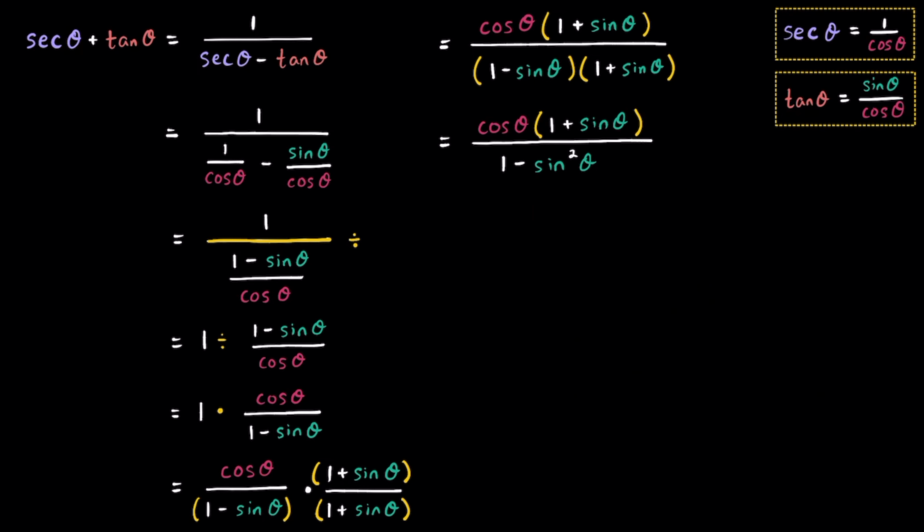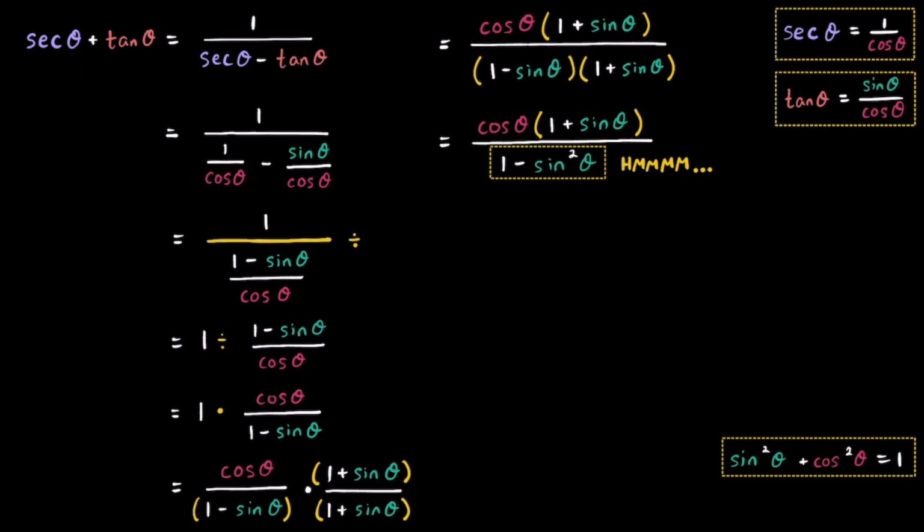Looking at this 1 minus sine squared of theta in the denominator, that looks a little bit interesting to me. This is where you're going to want to remember one of your Pythagorean identities of sine squared of theta plus cosine squared of theta is equal to 1. If you rearrange this identity a little bit, we can also say that 1 minus sine squared of theta is equal to cosine squared of theta. And so that's super exciting because I think we can use that to help us here.